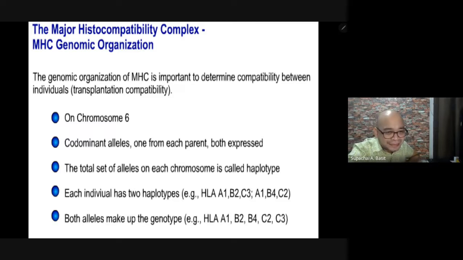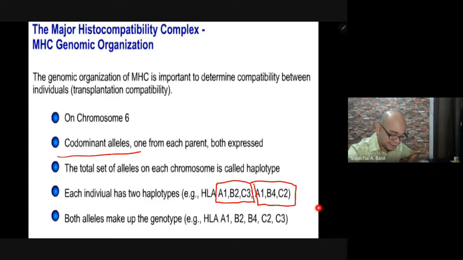Then there should be another arm coming from the other haplotype. So which means that these particular alleles are codominant because they are both being expressed. And the total set of alleles on each chromosome is called haplotype. So, for example, this is the haplotype coming from your mother. This is the haplotype coming from your father. So, your mother gave you A1, B2, and C3. Imagine that. It can be up to A1000 because there are more than 1000 alleles for type A, diba? So this comes from your mother and then this comes from your father. However, it is your haplotypes that are phenotypically expressed.